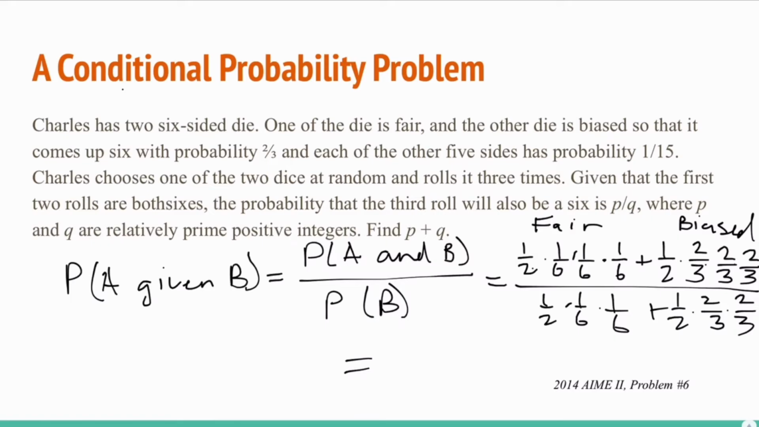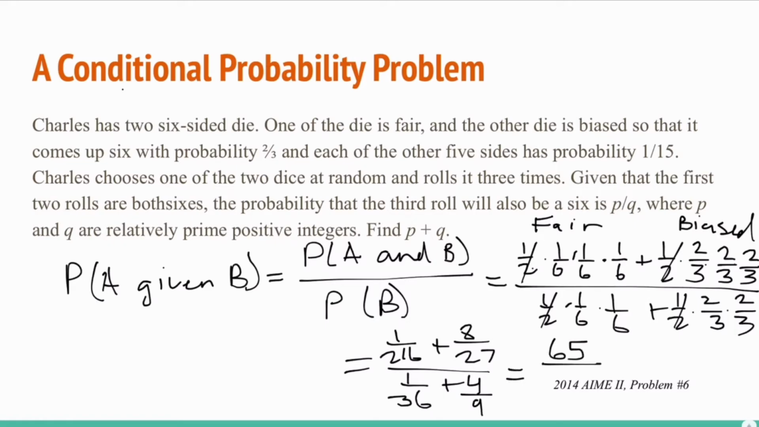This evaluates to, after canceling off all the halves, 1 over 216 plus 8 over 27, over 1 over 36 plus 4 over 9, which evaluates to 65 over 102. And if we add m and n, or p and q, we get that the final answer is 167.